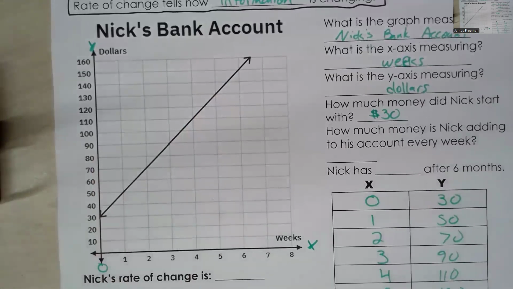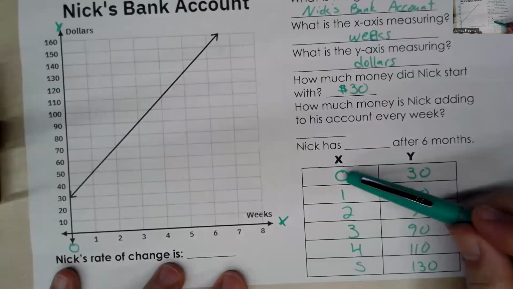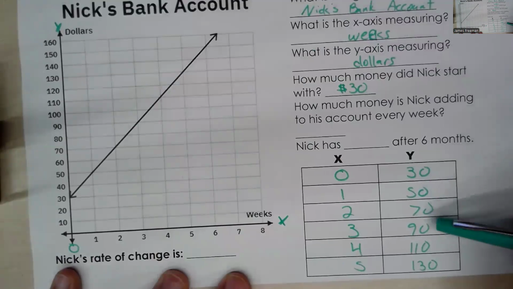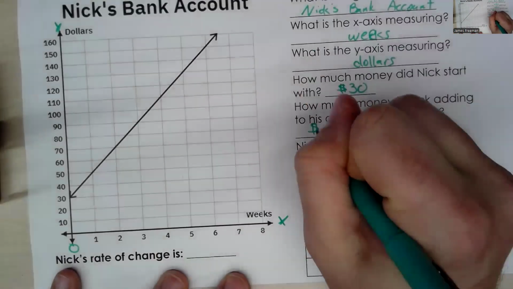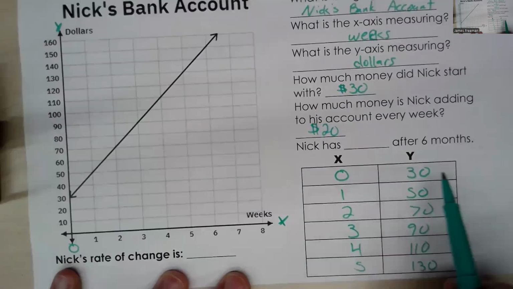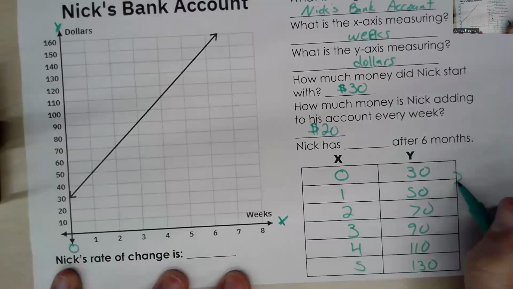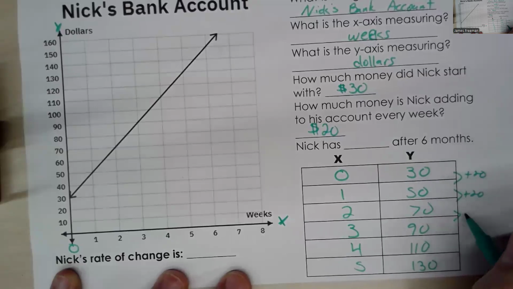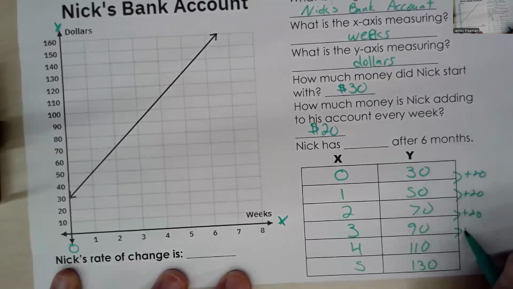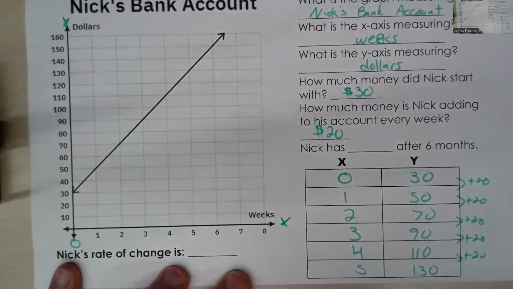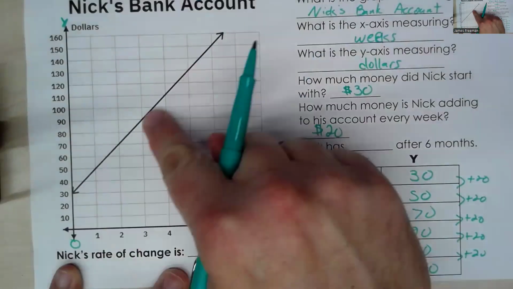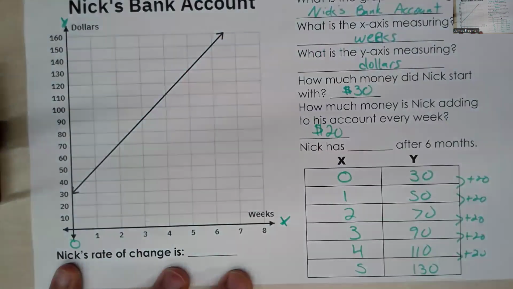All right. So let's look. So each week, how much are our dollar amounts going up? Every week they're going up by $20. All right. Every week, 30. All right. Plus 20 is 50. Plus 20 is 70. Plus 20. Right. Every time it's adding the same amount. And the reason I should know it's adding the same amount is because we have a straight line. Right? If our line is straight, that means we're adding the same amount every time.